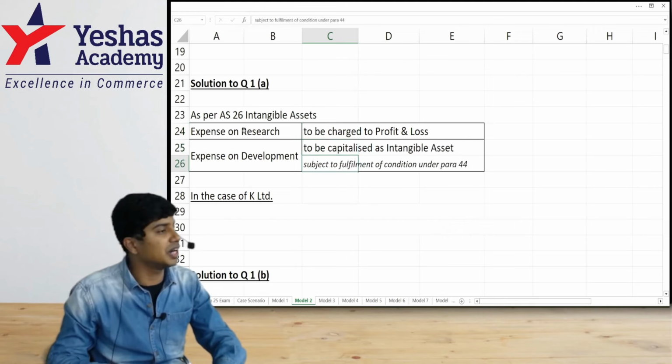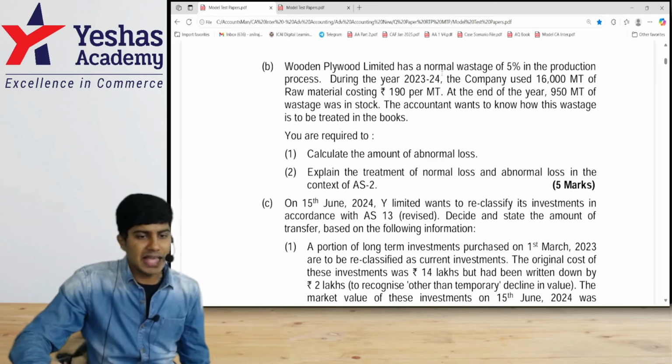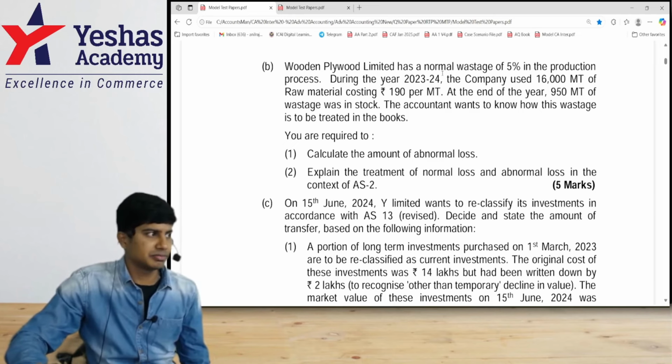Did everyone get this? Let's now solve question number 1B from our model test paper number 2. This question is on Accounting Standard 2, valuation of inventories. Wooden Plywood Limited has a normal wastage of 5%. Meaning, if you put 100 kgs or 100 units of wood, the output will be 95. 5 units will be automatically damaged and it's normal. Normal is unavoidable no matter what you do. No matter how much you increase efficiency, how much training you give to the employees, whether you replace it by a new machine, that wastage will be there anyway, it's unavoidable.